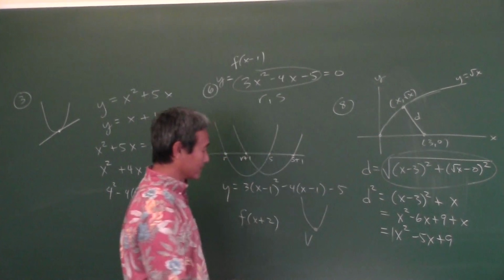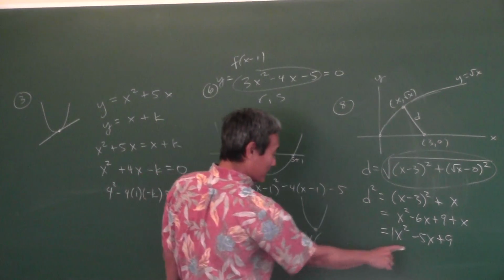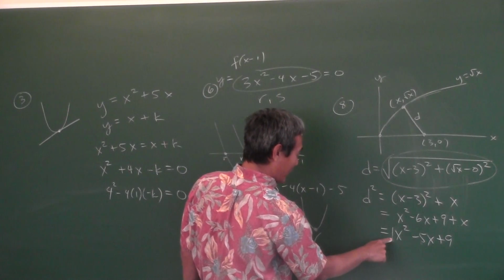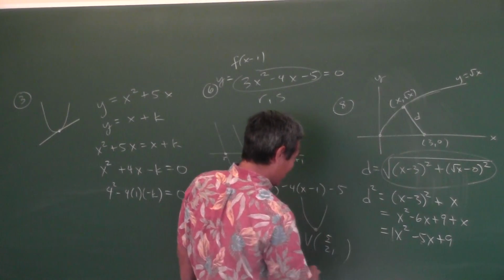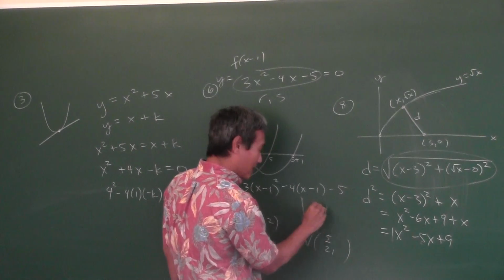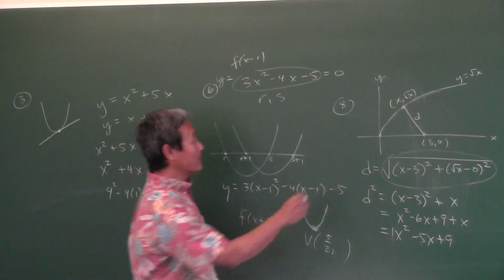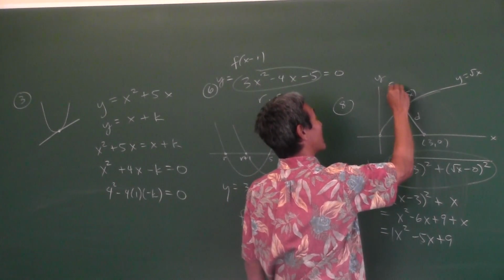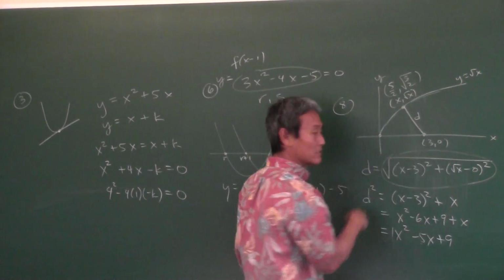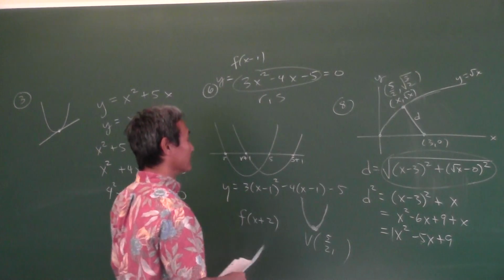How do I find the vertex? Negative b over 2a. That's the fastest way. So what is negative b over 2a? Come on, you can do this in your head. Negative b over 2a. 5 halves. So that means the graph is the square of the distance. The square of the distance will be a minimum when x is 5 halves. So that means this point over here is 5 halves, comma, the square root of 5 halves. That's the point that's closest to that point right there. That's a classic problem.